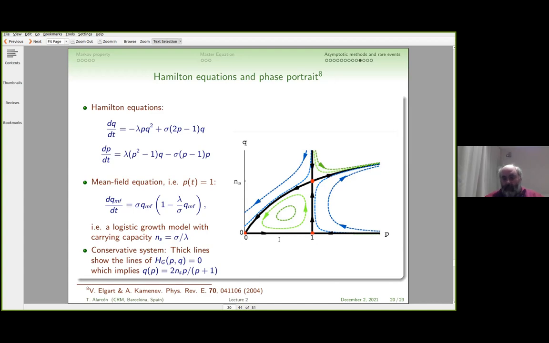You have H equal to zero when Q is equal to zero, and then you have another thicker line here that corresponds to the heteroclinic connection. And the extinction happens by moving over the path of higher probability for extinction, by moving on this.